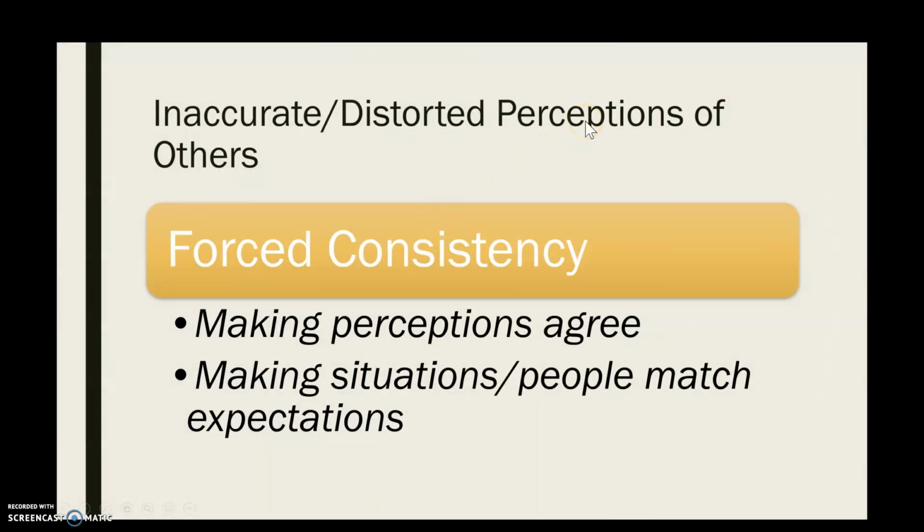Another type of inaccurate or distorted perception of others is forced consistency. So this is making your perceptions agree, or making situations or people match expectations even when they don't. I would say that racism would be a pretty good example here, assuming that a person of a certain race acts a certain way and then only looking for things that confirm that expectation.